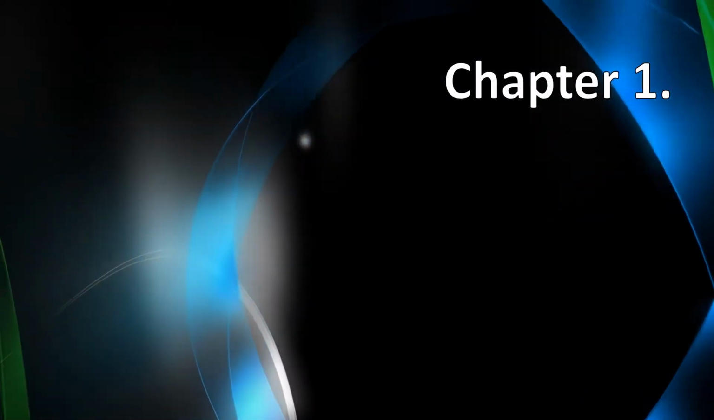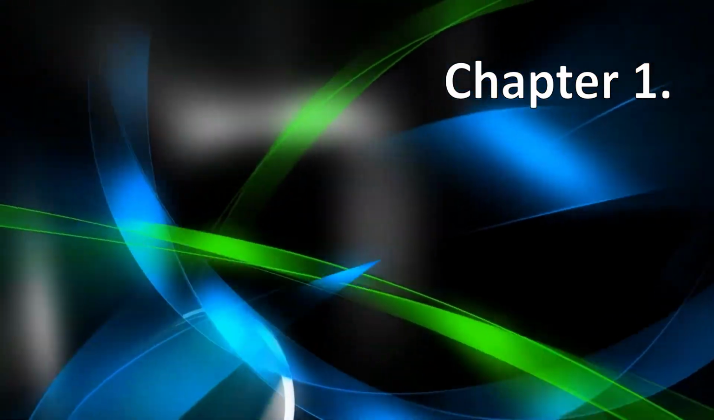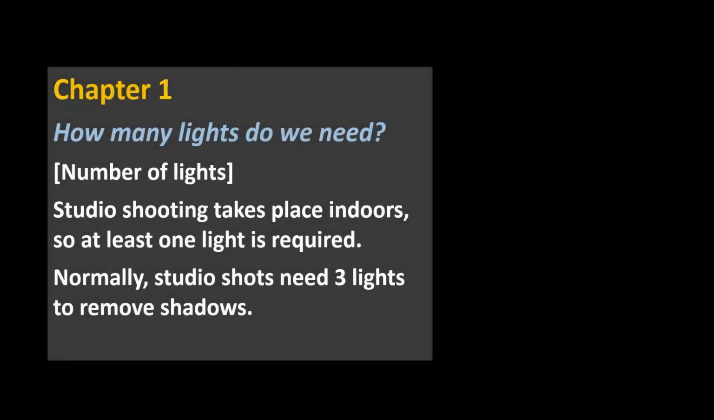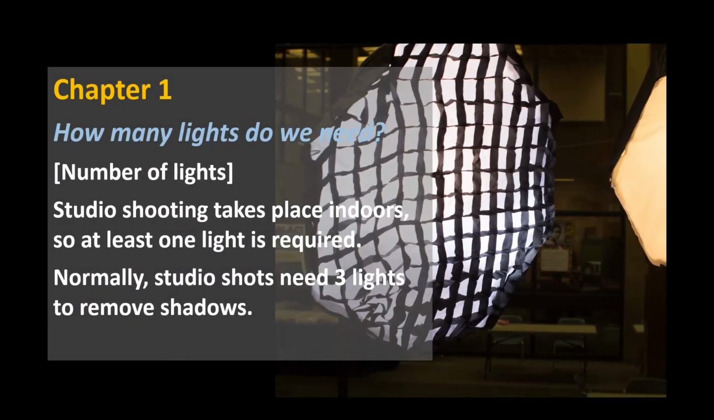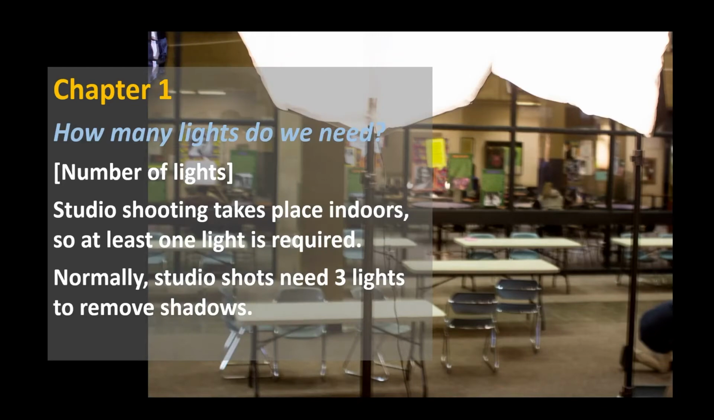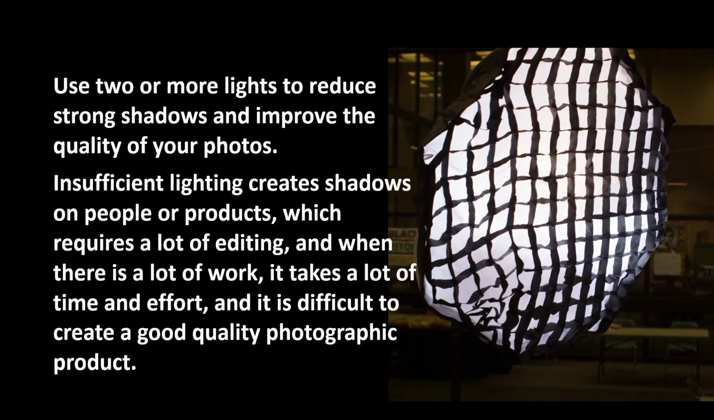Chapter 1. Number of lights. Studio shooting takes place indoors, so at least one light is required. Normally, studio shots need 3 lights to remove shadows. Use 2 or more lights to reduce strong shadows and improve the quality of your photos.